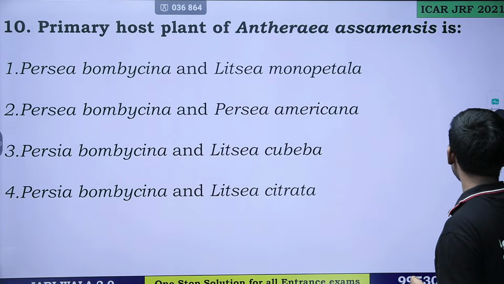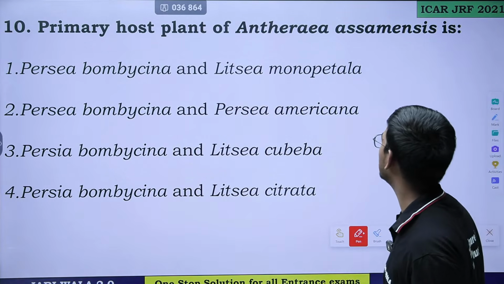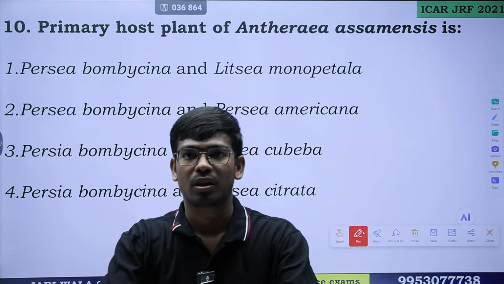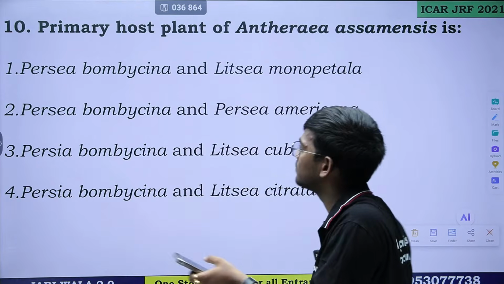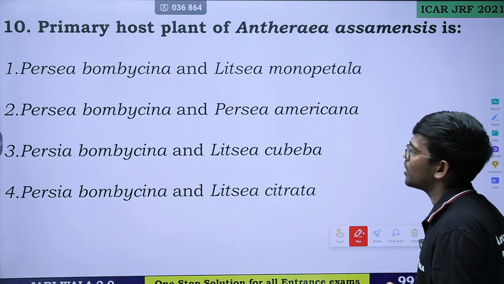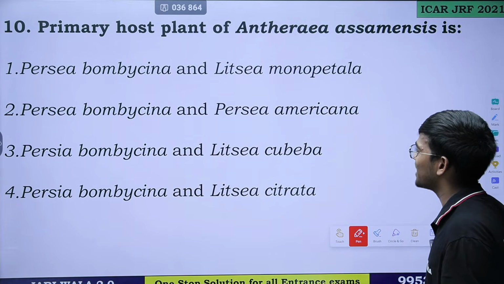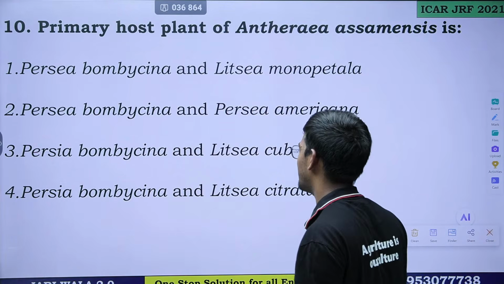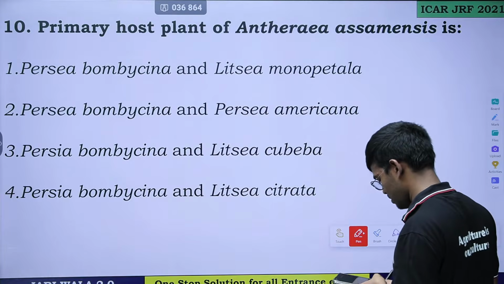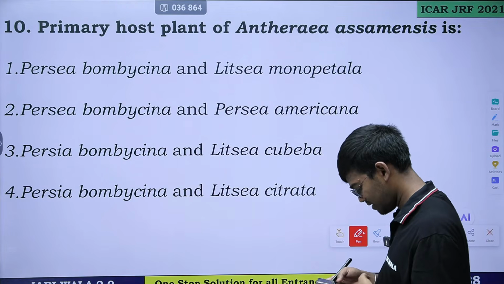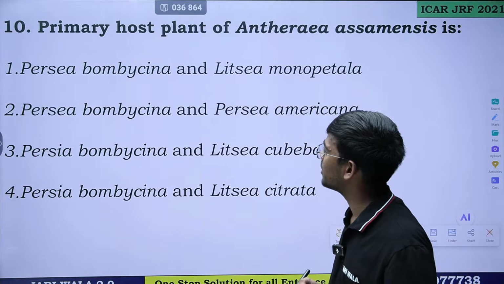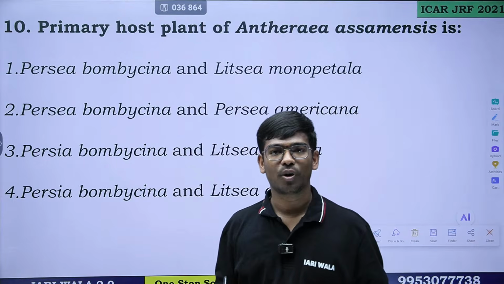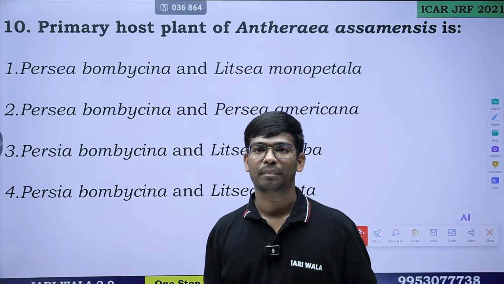While coming to the next question, the primary host plant of Antheria assamensis, which is the Muga silkworm. Here we have the options: Persea bombycina, Litsea monopetala, Persea americana, and Litsea cubeba or Litsea citrata. Will anyone answer this? Next question. Let me wait for 1 minute. Primary host plant of Antheria assamensis. It is important that you remember the scientific names of the host plants.